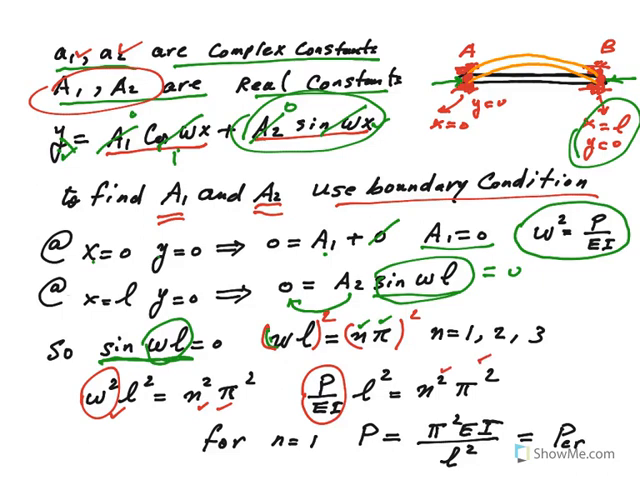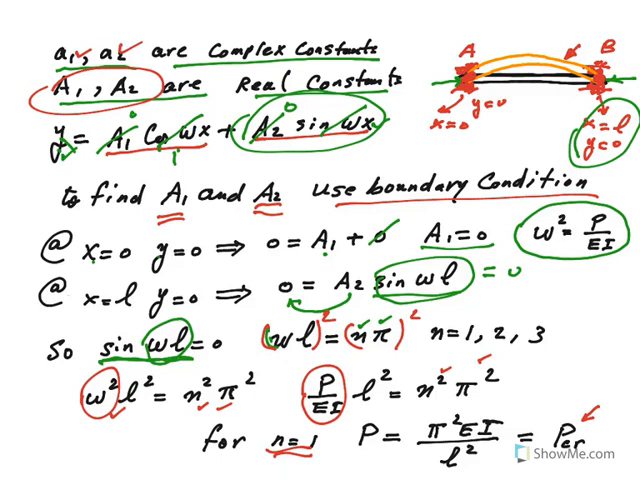So I said, okay, let's find the smallest load. Let's set n equal 1. The smallest load would then be pi squared EI over L squared. That's the critical load. That's the smallest critical load needed to buckle this. Of course, this is for this particular case, guys. Remember that. Pinned or roller, whatever you want to call it.